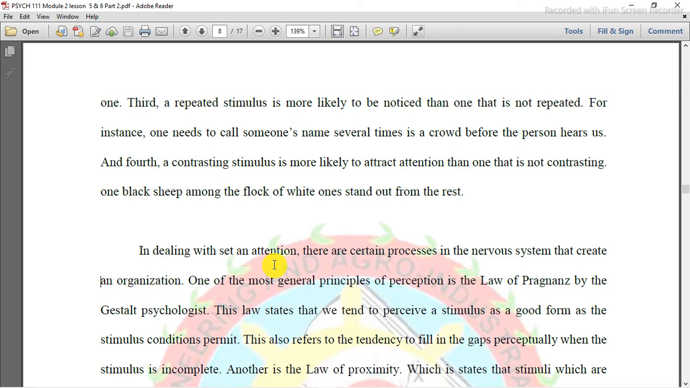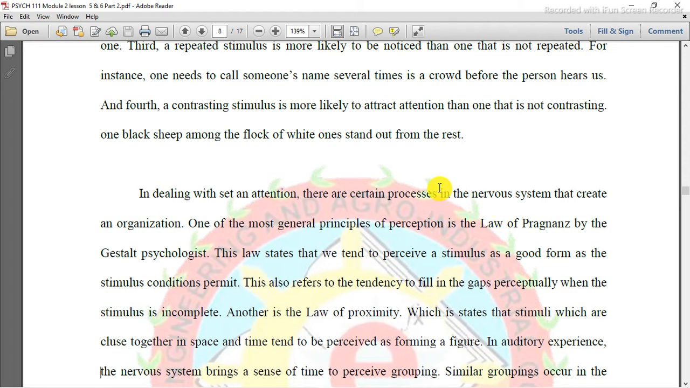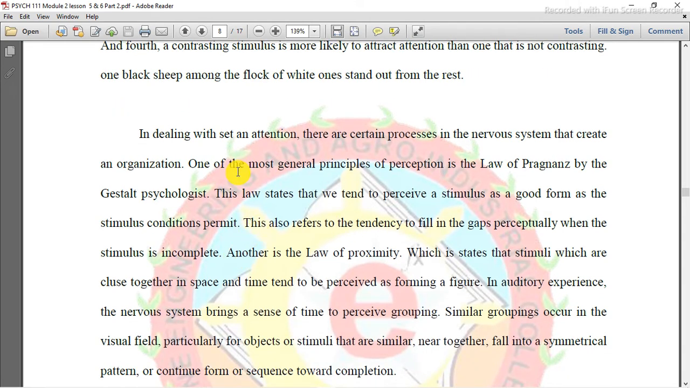So, in dealing with the set of attention, there are certain processes, no, in the nervous system that create organization. So, sabi dito, one of the most general principles of perception is the law of pragnanz by Gestalt psychology. This law states that we tend to perceive stimulus as good form, as stimulus conditions permit. This also refers to the tendency to fill in the gap. So, mas mapapansin mo daw yung gap sa kabuuan or yung isang bagay pag buo siya. Okay? Or mas makakatch doon yung attention mo kaysa sa bagay na mga kulang accordingly here, no?